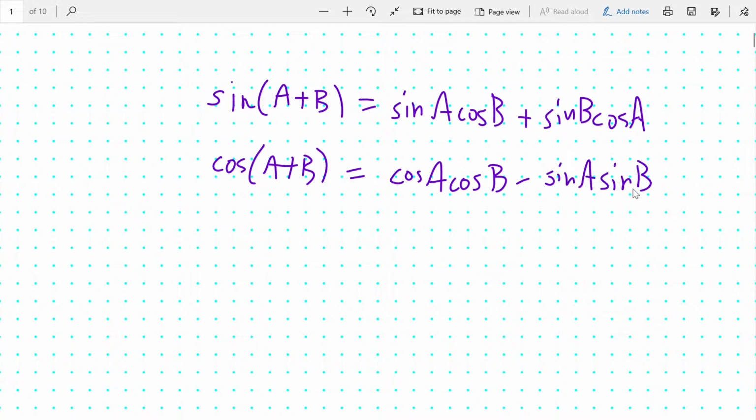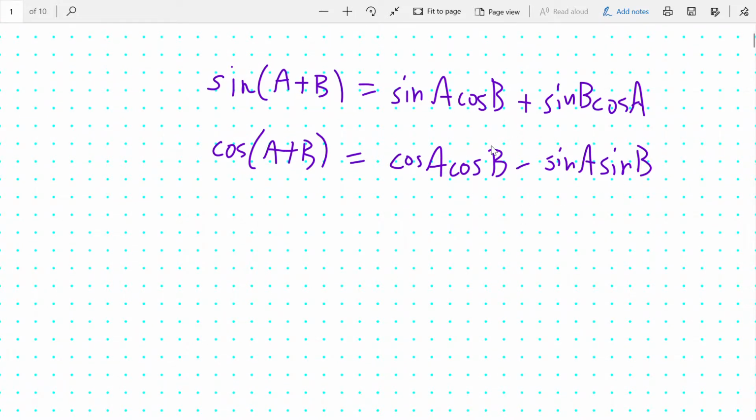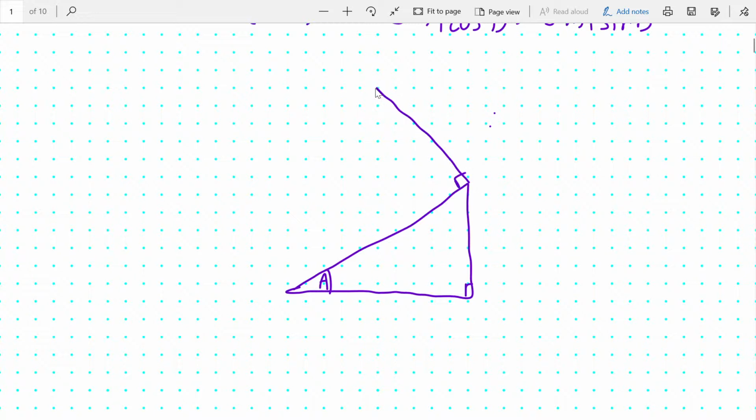But how do we actually get to this? How do we know that this is true? So I'm going to show you the geometric proof for both of these identities. Basically, you have one triangle here, and this is going to be your triangle with angle A. And then on top of it, like this is a right angle triangle, on top of it you have another right angle triangle. And this is going to be your triangle with angle B here.